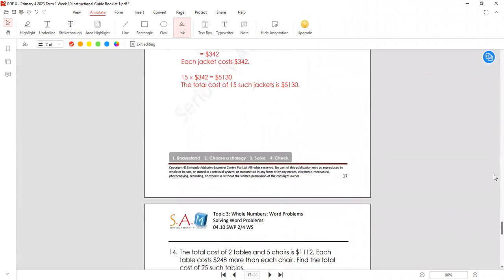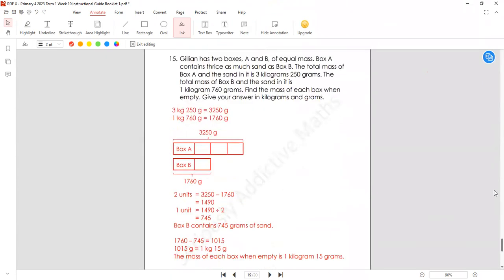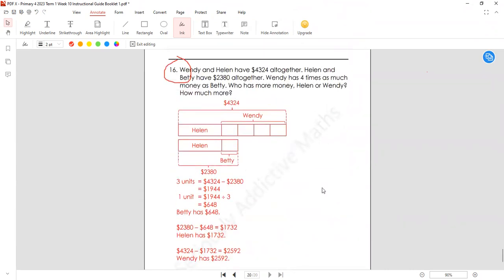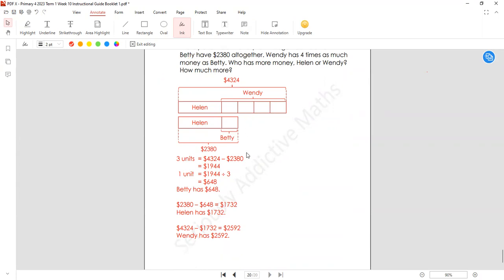And then after that, let's try another one. I think probably question 16, where there's a base here. This is like a sandbox question, the box and the sand kind of thing. So Helen is the base here. Wendy and Alan are 434. Then Helen and Betty have 2380. Wendy has 4 times as much as Betty, who has more money. So Helen is a common one. That's why we separate it out. And the comparison would be just Wendy and Betty. And that's it.